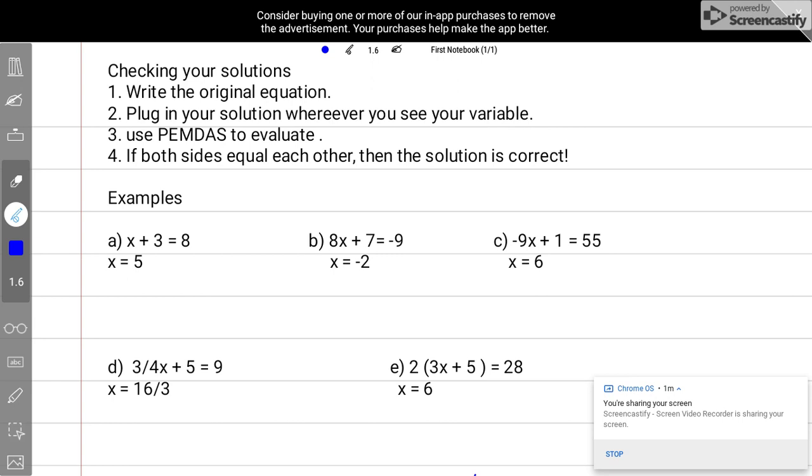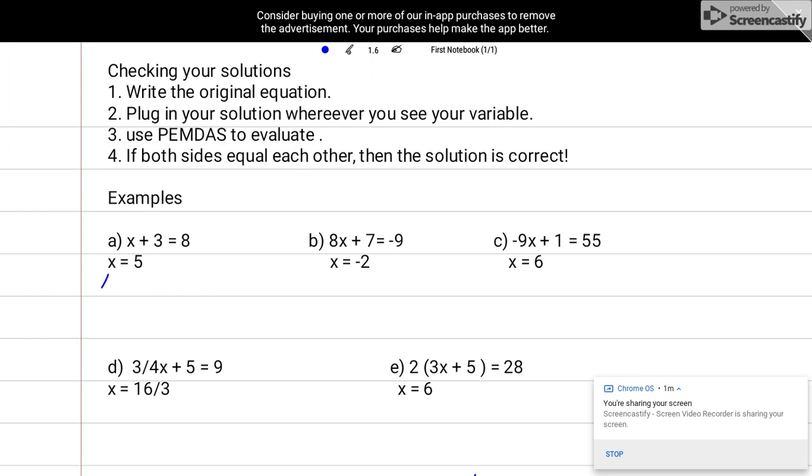So here I have x plus 3 equals 8, and they're telling me that my solution is x equals 5. Well, let's check it. So rewrite my original, x plus 3 equals 8. So every time I see an x, I'm going to put a 5 in its place. And most textbooks put a question mark above the equal sign, so your reader knows what you're trying to do. You're trying to see if both sides equal each other.